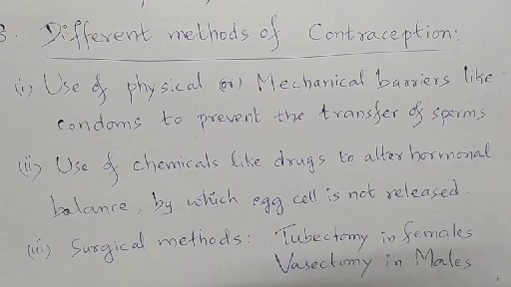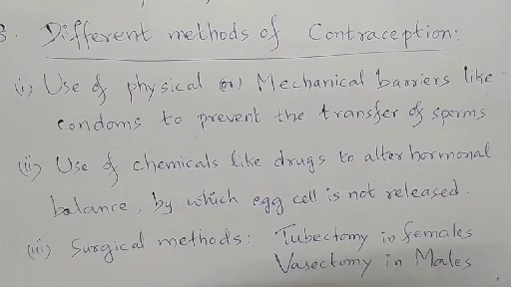Next, use of chemicals like drugs, some pills, which can alter the hormonal balance. The egg cell release, its fertilization, everything, they are under the control of hormones. If hormonal balance is altered, then egg cell cannot be released properly or fertilization may not take place properly. So use of chemicals like drugs to alter the hormonal balance, by which egg cell is not released or fertilization may not take place. Surgical methods, tubectomy and vasectomy.